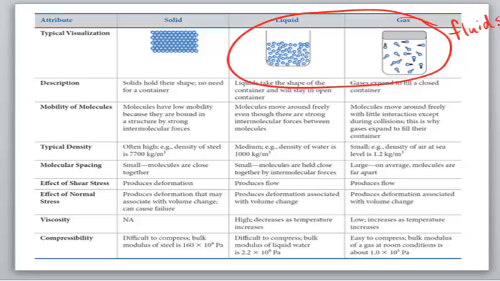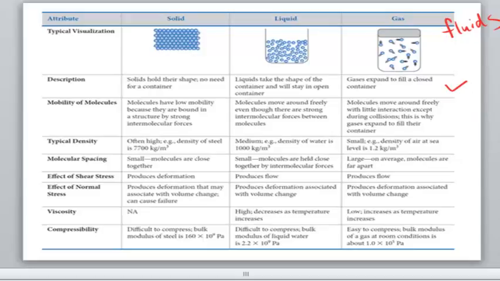And then we have solid there on the list, just so we can compare it to liquids and gases. Okay, so let's start with a description. So we know that solids hold their shape, and there's no need for a container in that case. In comparison, a liquid takes the shape of its container and will stay in an open container. The difference between liquid and gas is that a gas will expand to fill a closed container. And we all know this from personal experience. Okay, so that is just a general description.